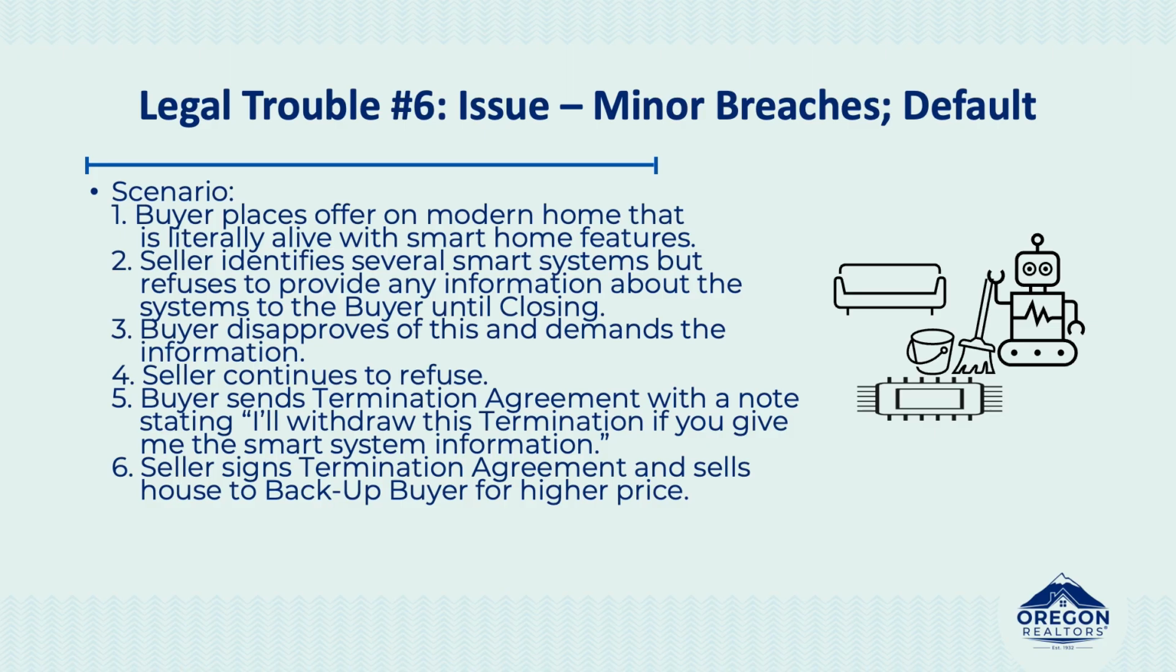The seller just refuses. So the buyer sends a termination notice and they say, I will withdraw this termination notice if you give me the smart system information. They use it as a tool of negotiation, essentially a way of drawing out the information from the seller. And the seller goes, correct, and signs the termination agreement and goes with a backup buyer.